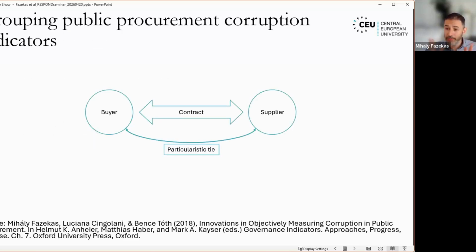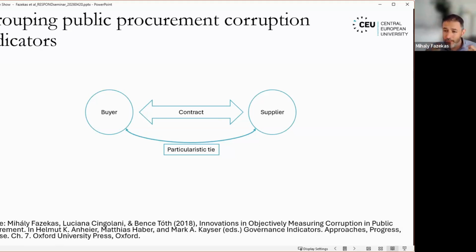So first of all, a brief overview, and those of you who have followed my work have seen this quite a few times. So I like to conceptualize, at a very basic, essential level, public procurement as a contracting transaction between a buyer on the left-hand side and the supplier on the right-hand side. This is the formal part of the procurement transaction, which can or may not be corrupted. And then in addition to this, there is a particularistic tie, which I often call political connection, but it's far more than that. And this is where the network aspect will come in.